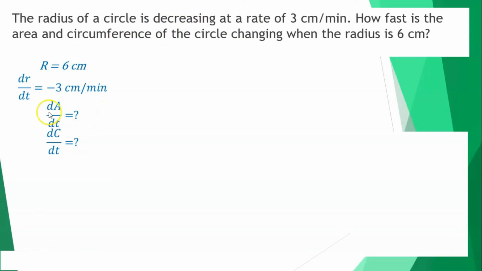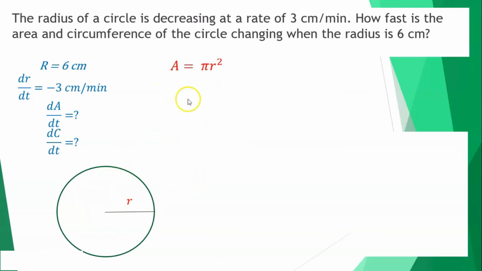Now what is asked here is the change in the area and the change of the circumference with respect to time. Now take note, of course, this is the circle where the radius r is 6. The formula for area is pi r squared. Now getting the derivative of both sides, this will become dA/dt. Derivative of pi r squared is 2 pi r, that would be dr/dt.